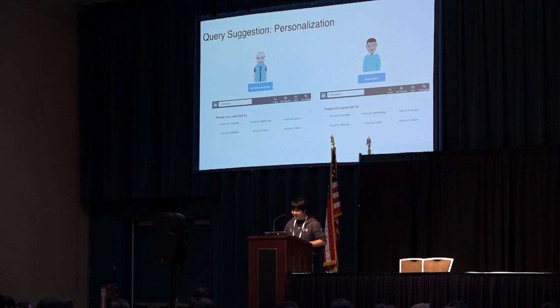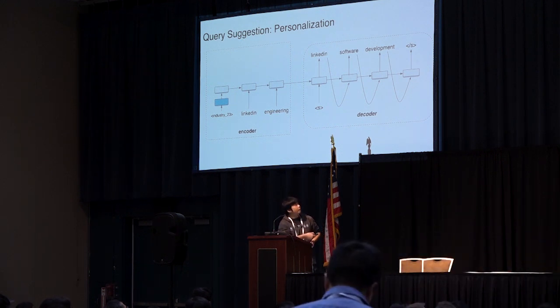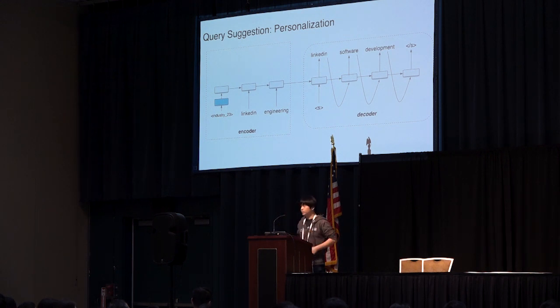Now take a look at this example. Two users, one is a software engineer, another is an accountant, and both search for Microsoft. Do we expect they receive the same suggestions? We don't, right? They have very different backgrounds. They should have different results. But how can we incorporate personalization information? There are many ways. Here I'm just showing you one way. You can incorporate member-related information as one additional input to the sequence-to-sequence model, but you can also do other ways. For example, you can concatenate it with other word embeddings and see how it works, case by case.